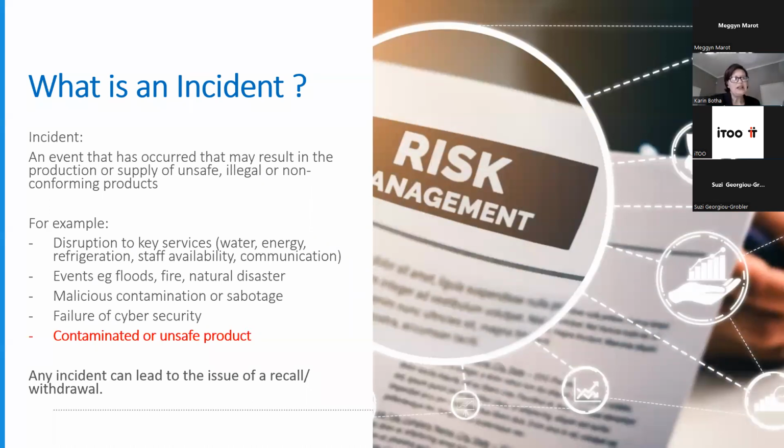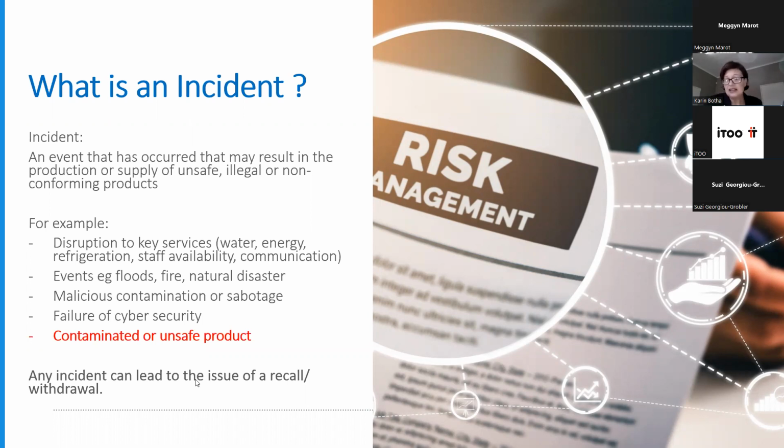Right, so the first one, what is an incident? An incident can really be anything that occurred that might result in the production or supply of unsafe, illegal, or non-conforming products. So it could be anything from malicious tampering, fire, flood, disruption of key services. If you're running a big cool room storage facility and now suddenly the electricity went out, you don't have a generator, that's disruption to key services. And how do you handle that?